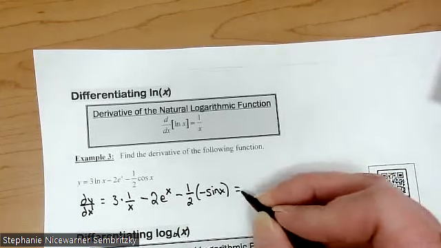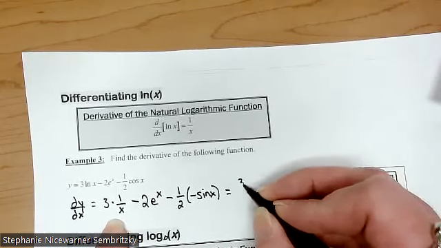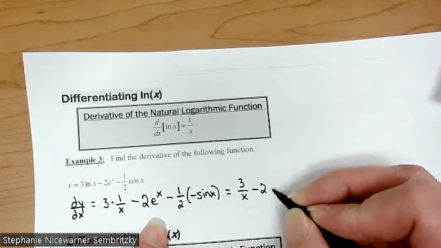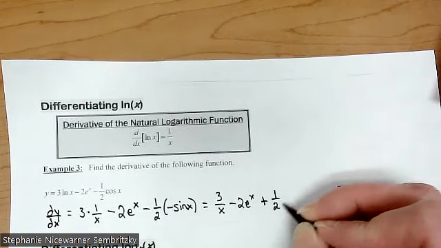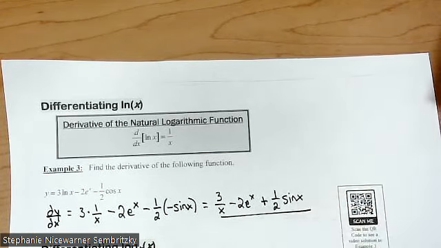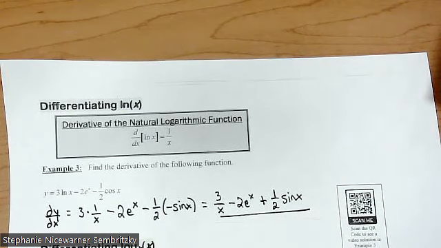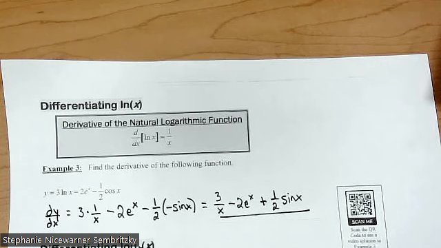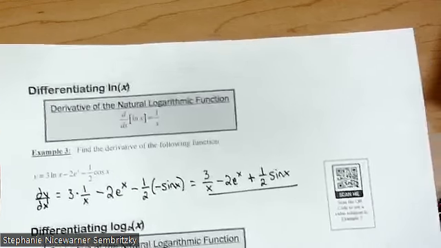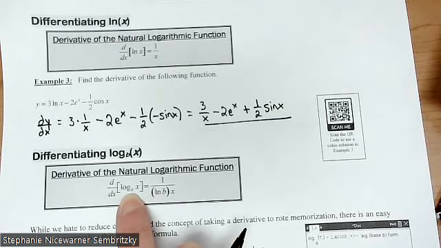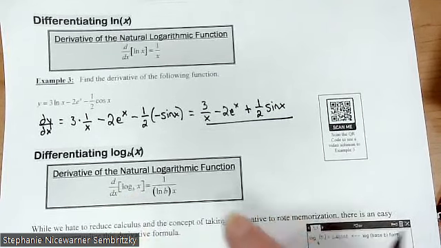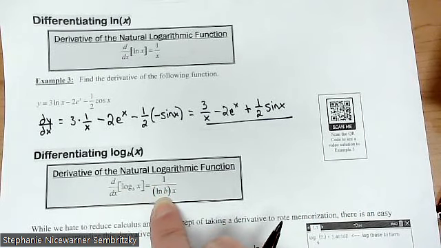So let's simplify that a little bit. 3 times 1 over x would be 3 over x. And then negative 1/2 times negative sine would be plus 1/2 sine x. Now, what if it's not ln? What if it's a different log? Well, if it's a different base logarithm and we take the derivative of it, what we end up just kind of adding in is 1 over ln of that base, the natural log of that base.